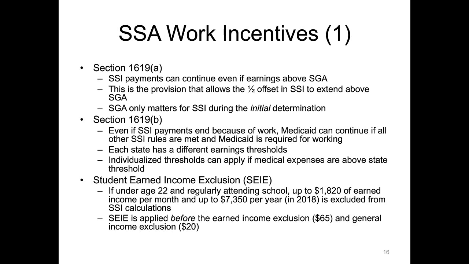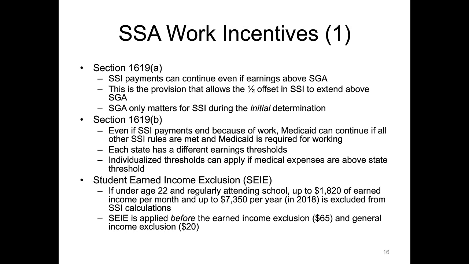The next three slides cover some work incentives in the SSI program. The three on this slide are fairly automatic. 1619A is the part of the law that allows recipients to earn more than SGA. Essentially, it removes SGA as a criterion after the initial eligibility determination. And if you think about the way I described the process before, there's this $1 offset for every $2 that an individual earns above $65.